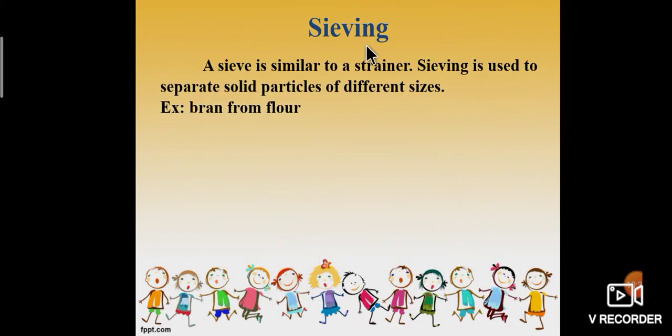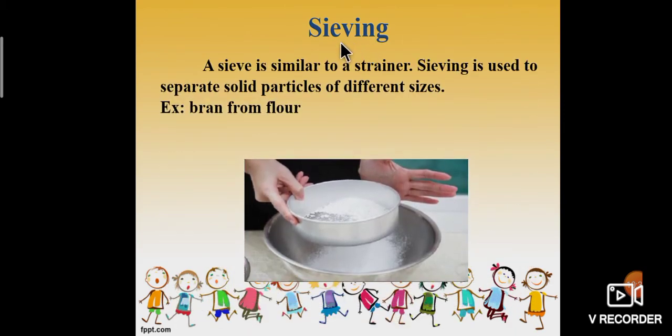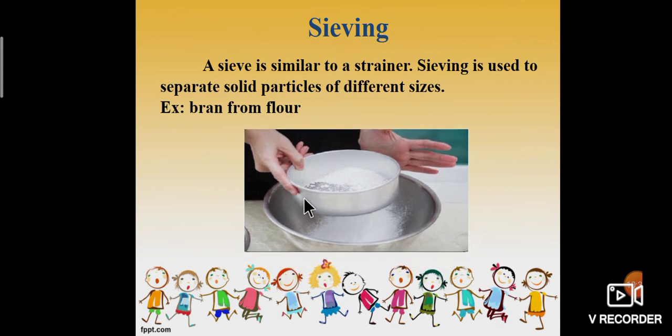First one is sieving. A sieve is similar to a strainer. Sieving is used to separate solid particles of different sizes. Example, bran from flour. Yes, I hope you people noticed at home, your mom uses it to separate bran from flour. After that, she will use that flour for cooking. So, sieving is used to separate solid particles of different sizes.